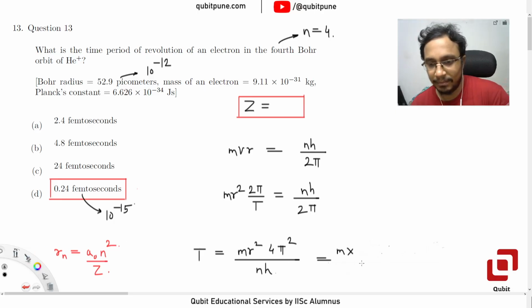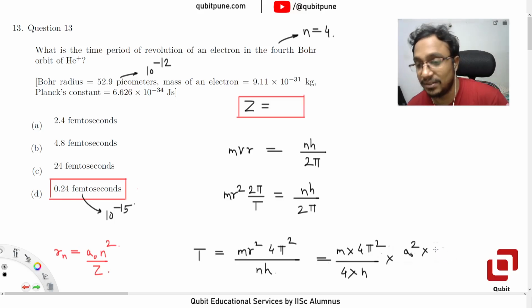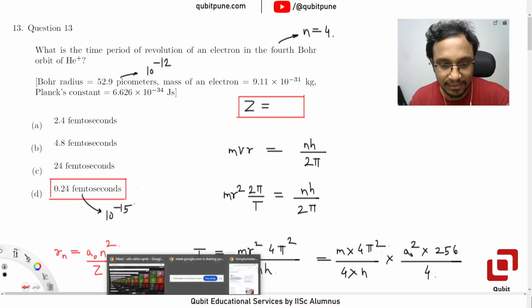So it is m by nh into 4 pi squared into r squared. So it will be a naught squared n raised to 4, correct, upon Z squared, which is 4. Is it correct? So 4 to the 4 is 256. Oh yeah, sorry, 16 squared, correct. Now let's do one thing. Let's do this on Desmos because that can handle these calculations.